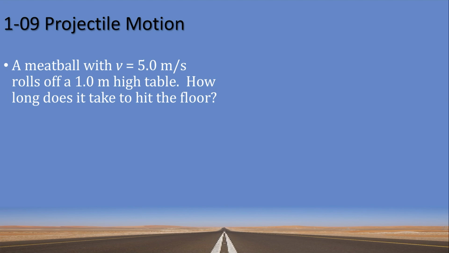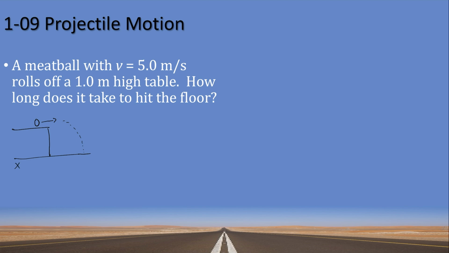A meatball with a velocity of 5 meters per second rolls off a 1 meter high table. How long does it take to hit the floor? So there's the table. Here's the meatball. It's going to go off and then projectile motion till it hits the floor.